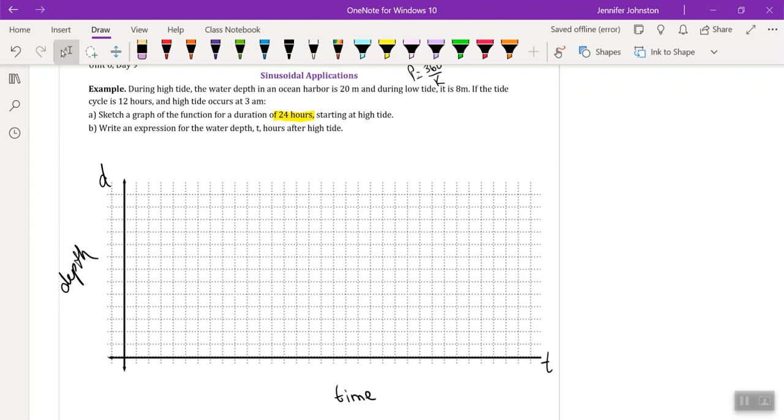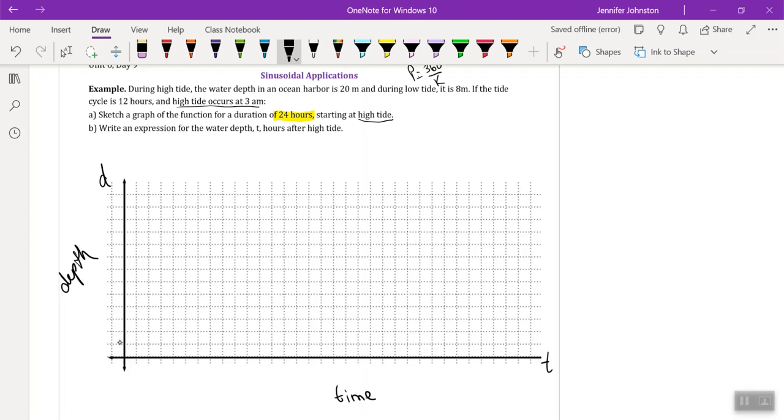Okay, so let's start. We need to get to 20, and we need to get to as low as 8. So our maximum is at 20, our minimum is at 8. Don't worry about this 3 a.m. That's just where our start time is going to be. So we're going to start at high tide. That's all that's saying here.